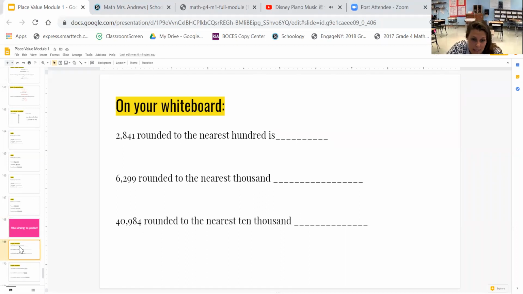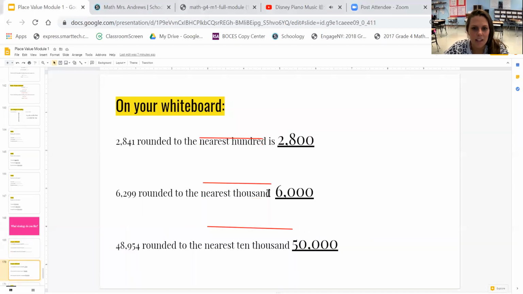On your whiteboard, I would like you to solve these three. Feel free, I will underline these maybe to help you see them a little better. We have the nearest 100, the nearest 1,000, and the nearest 10,000. Notice we have 3 different numbers over here, okay? Go ahead and try those out. Pause your video and then check back to see your work if it was correct. Here's our correct answers, 2,800, 6,000, and 50,000.